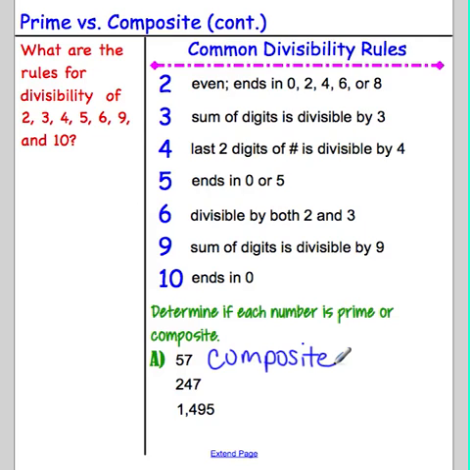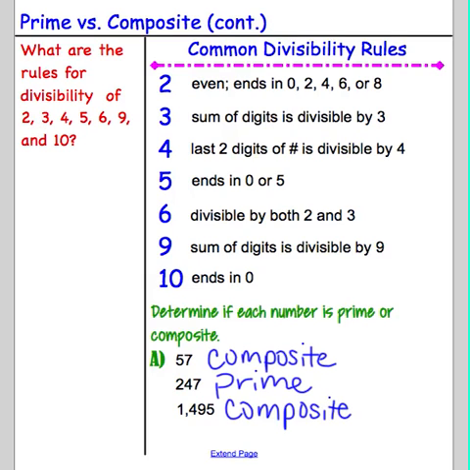247. Well, it doesn't end in 0, 2, 4, 6, or 8. If I take 2 plus 4, I get 6, plus 7 is 13. That's not divisible by 3. It's not divisible by 9. It doesn't end in 0 or 5. And if it's not divisible by 2 or 3, it's not divisible by 6. And it's an odd one, so it's not divisible by 4. Therefore, that makes this prime. Now, 1495. I look at it, it ends in a 5. I know it's divisible by 5, therefore making it composite. And I remember it this way because a composite sketch has many parts to it.